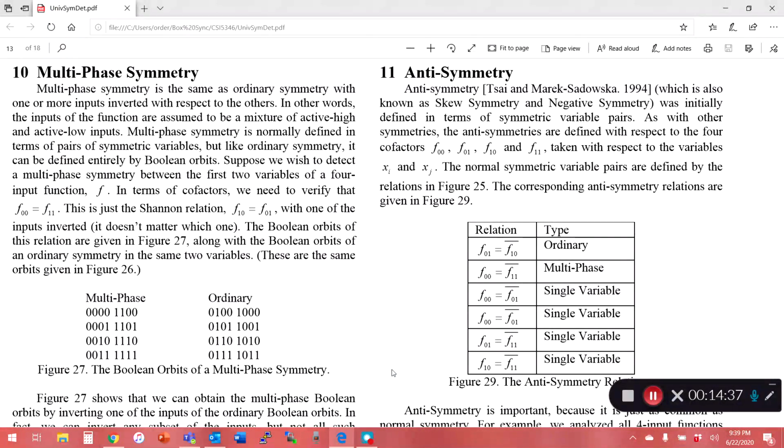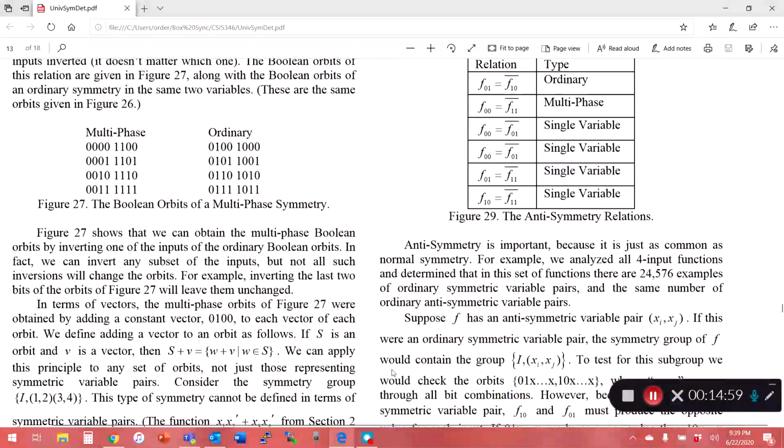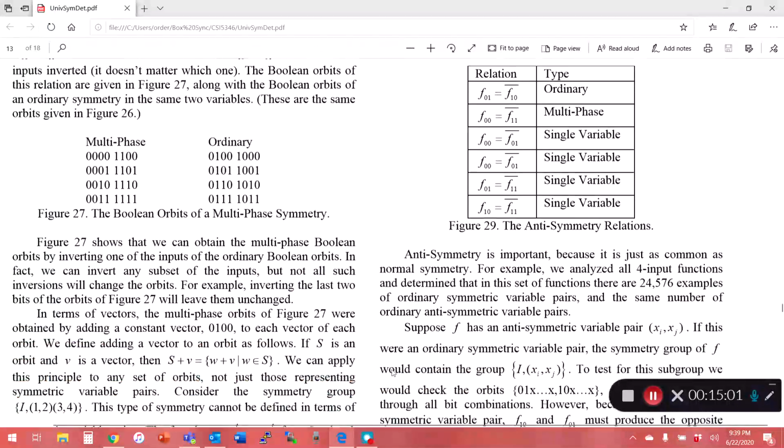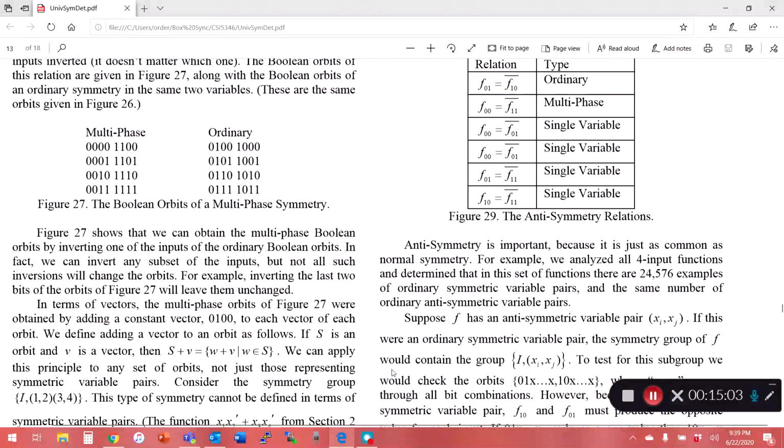This is the way to detect anti-symmetry: we simply change the rules and say, in this case, we're making sure that no Boolean orbit implies either F or F bar. Okay, and there are 6 types, and we can detect all of them just by changing that rule.